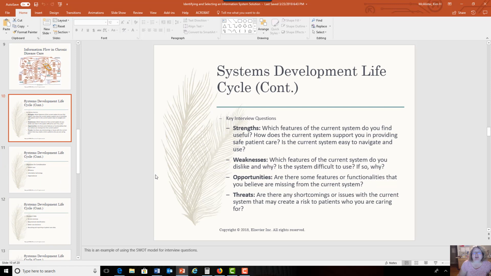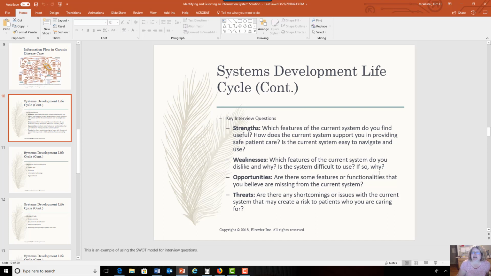So when you are trying to figure out the information that you need for considering the new system, you want to interview all the different stakeholders. And these are just some sample questions that you could ask. And there's some more in your book that you can look at. And this is where you ask what the strengths are and how the system makes care safe.